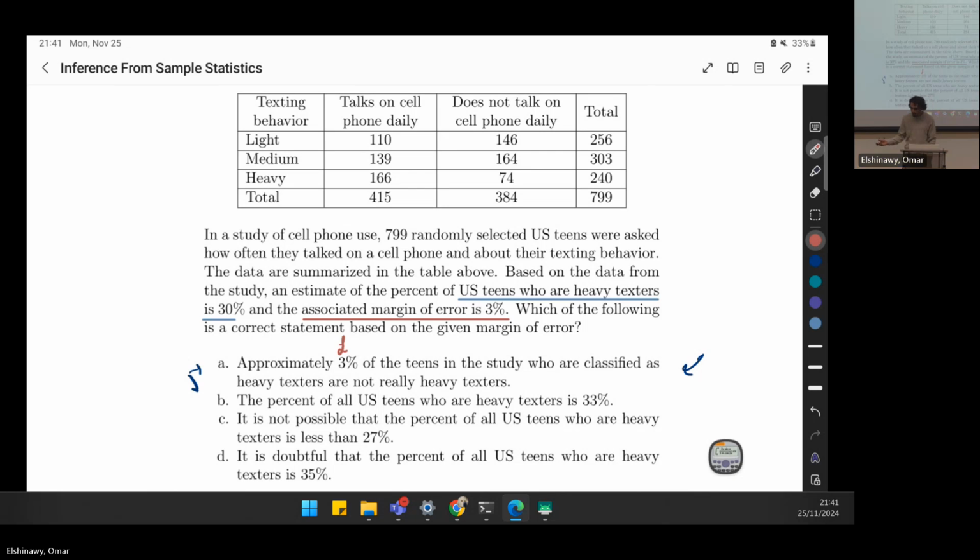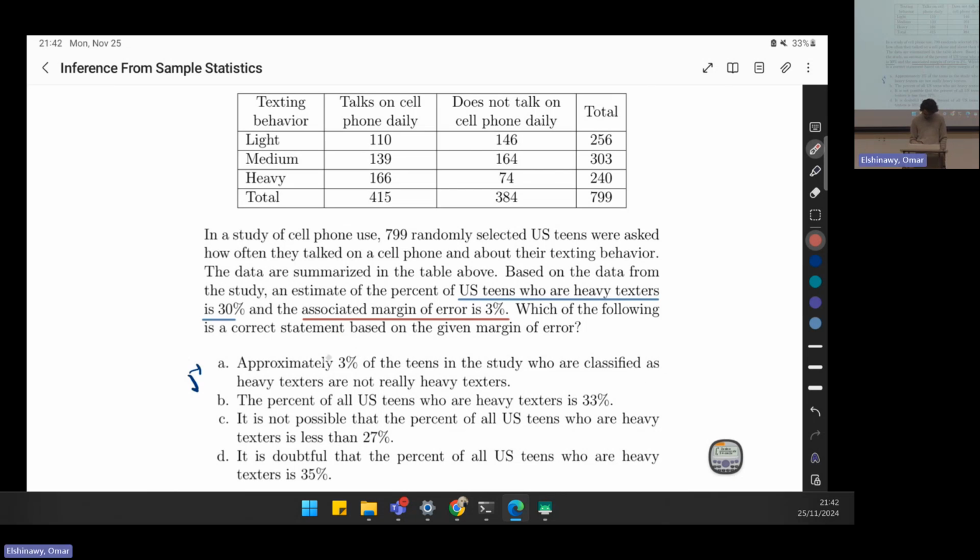So we're not sure. We know we're in this interval, but we can't really say for sure. 3% approximately will always be not heavy texters, because it could be 2%. Because in reality, we could have 2% or 1% who are not really heavy texters. So it's not A, I think.